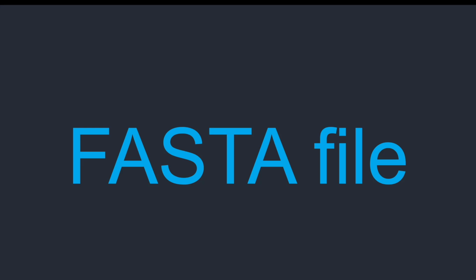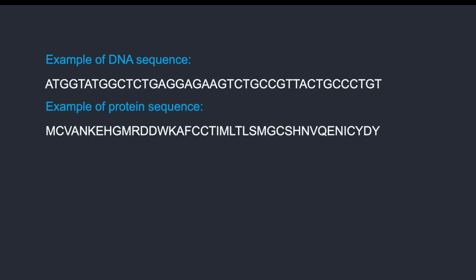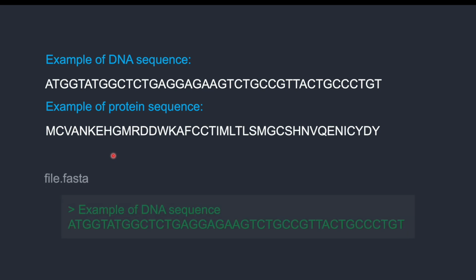FASTA formatted genomic files store the sequence information. Here I am showing two examples of sequences. First one is the DNA sequence with A, T, G, C nucleotide bases. Second one is the protein sequence with single letter amino acid codes. We can store this sequence information in a FASTA file.